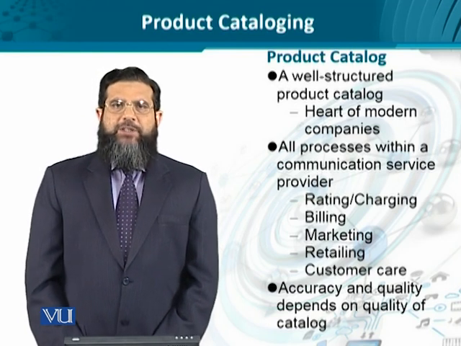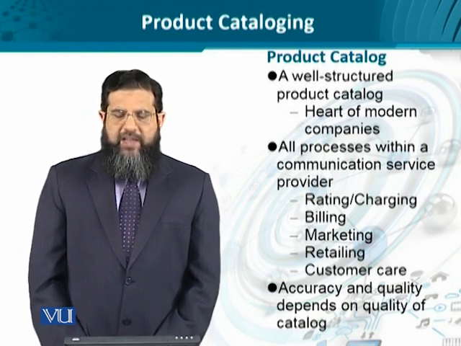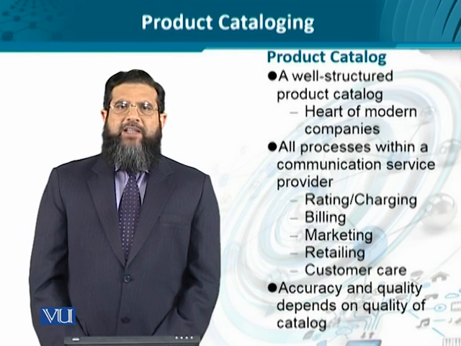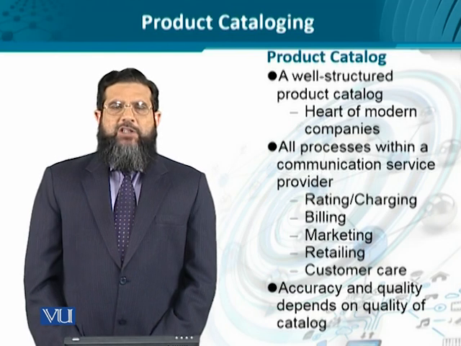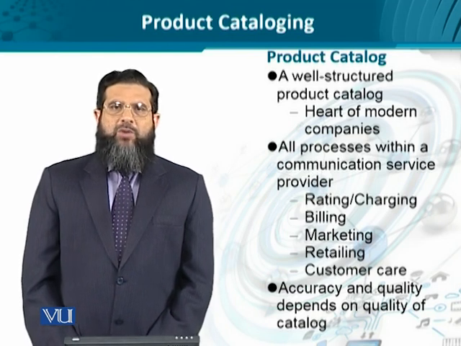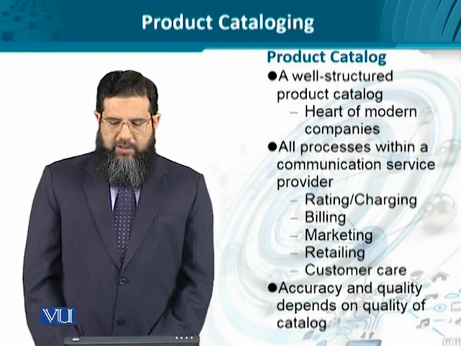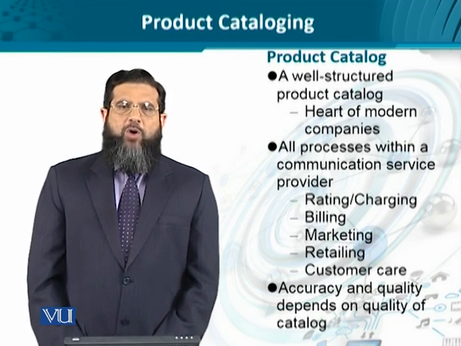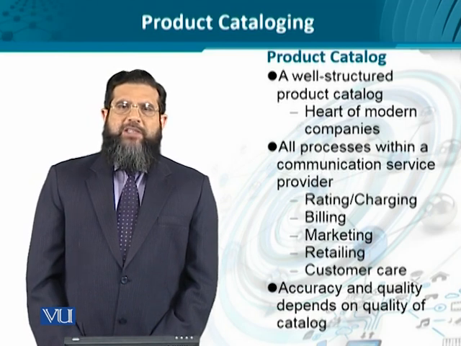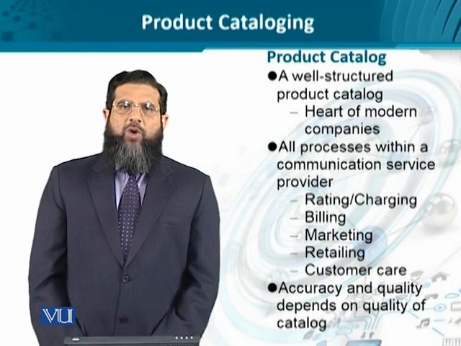So the product description is done through the process of cataloging. So cataloging is a very fine-grained description of the product, and this is what makes companies successful or what makes the companies disappear. So at the end of the day, a company is known to be different or superior to another company on the basis of the products which it offers, and each product is known for the interesting features and aspects which it has.